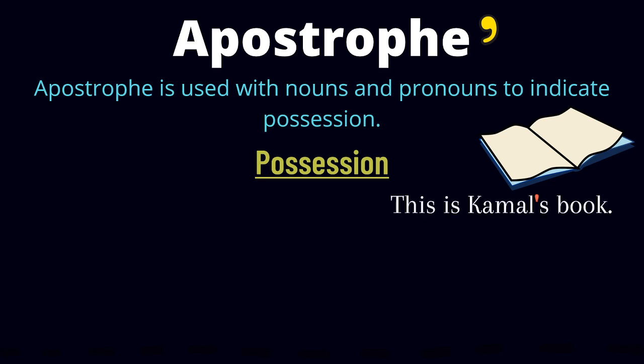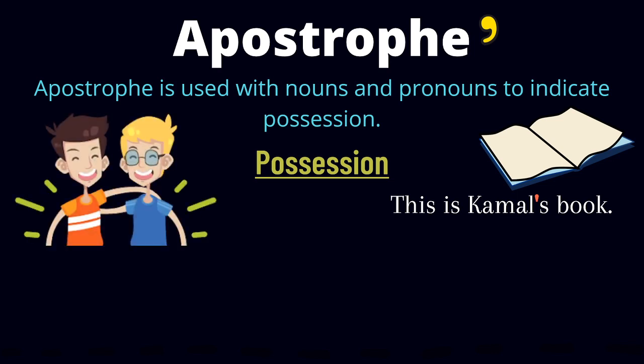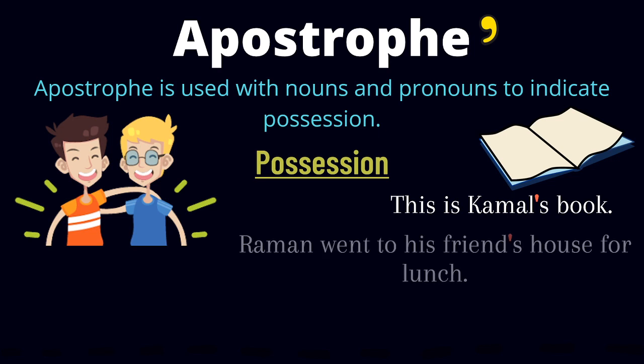This is Kamal's book. This book belongs to Kamal. So we have written in the sentence, this is Kamal's book, with an apostrophe after the name Kamal and then S.